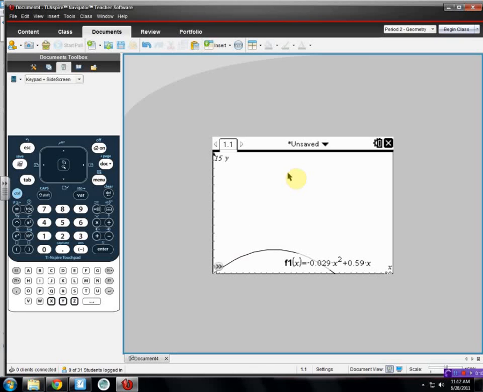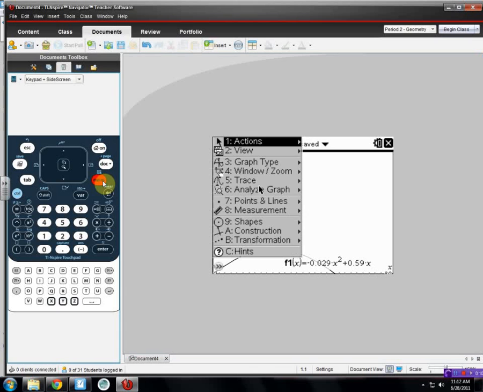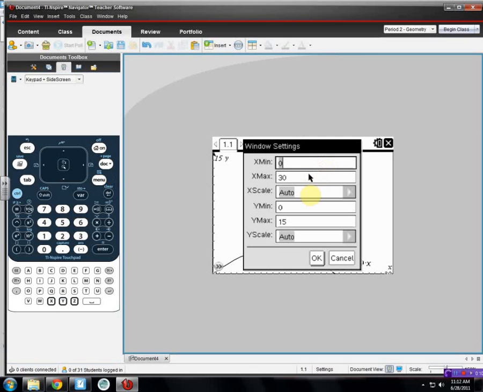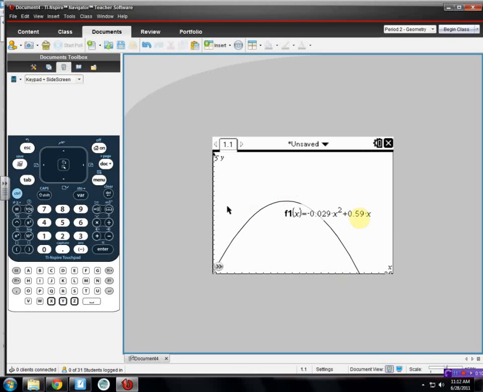If you want to fix the window, you can always go back to window and fix it. Maybe change this to 25, maybe this one to 5. That might work a little bit better. Yeah, it looks a little bit better, right? So this is our frog jump. Okay, I'll move that out of the way.